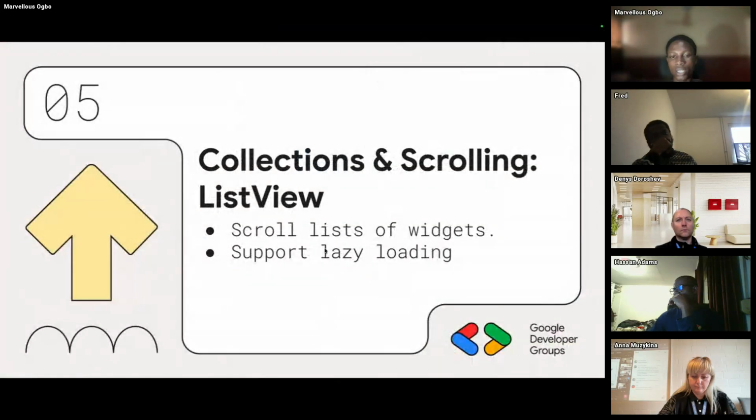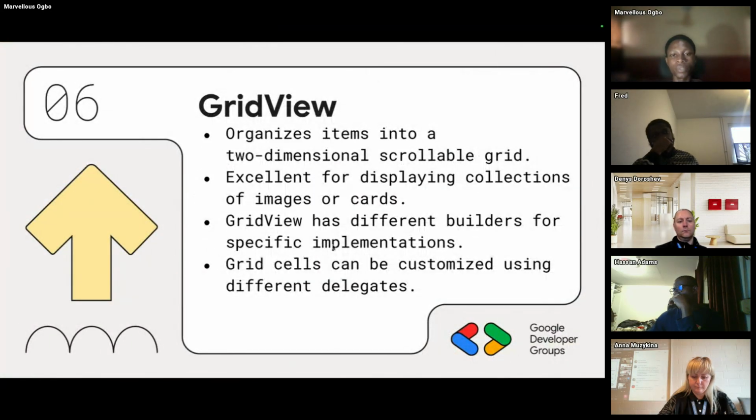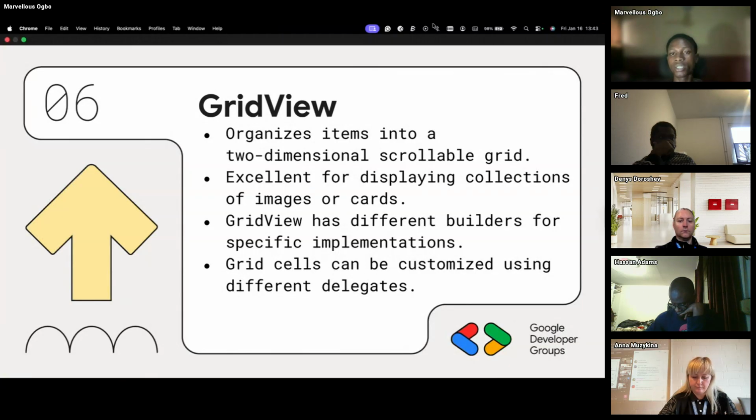And then we also have the grid. The grid helps us organize items into two-dimensional scrollable grids. So it's excellent for displaying collections of images and cards. GridView has different builders for specific implementations. Now, an example of a grid view is this.